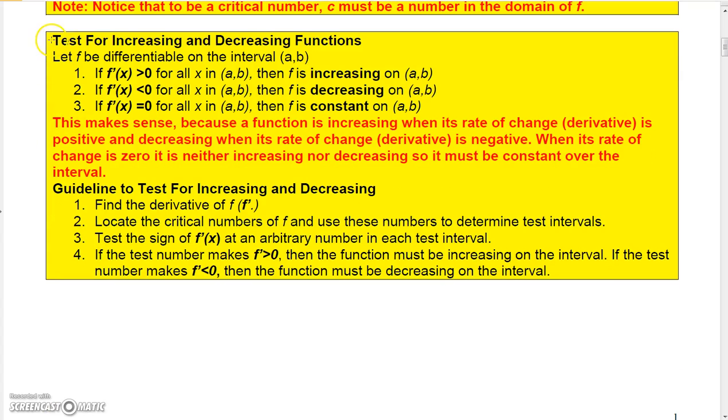So now, we're going to talk about our first test. We've got a few tests in here that we need to talk about. We're going to talk about the test for increasing and decreasing functions. And this is a way to tell where a function is increasing or decreasing. So basically what you're going to do is, if you can find the intervals where the derivative is positive, then that tells you that the function is increasing on the interval.